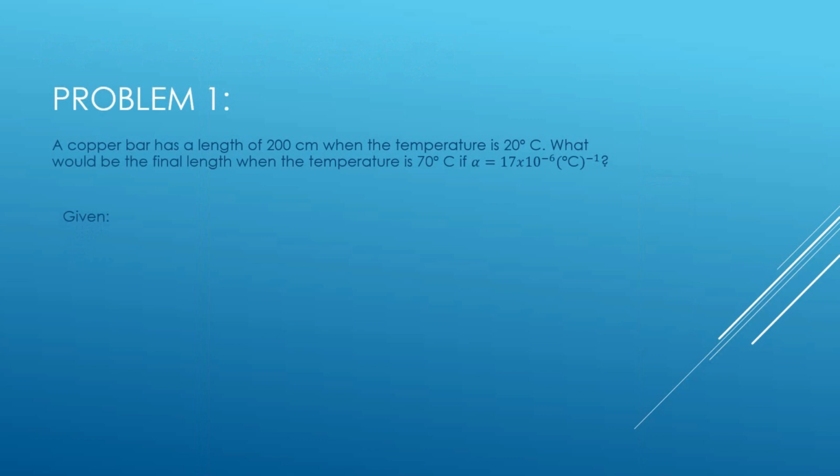Next is the given. We have the initial length, which is 200 cm, the initial temperature, which is 20 degrees Celsius, the final temperature, which is 70 degrees Celsius, and our alpha, 17 times 10 raised to negative 6 times degrees Celsius raised to negative 1.